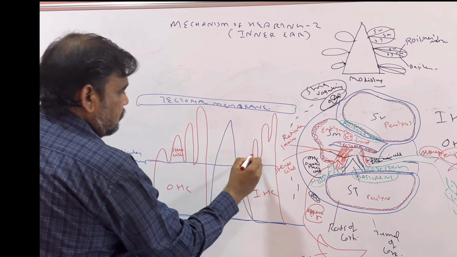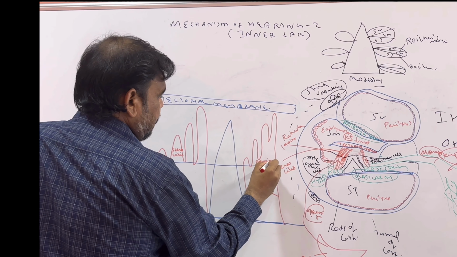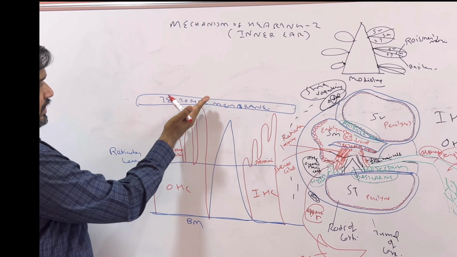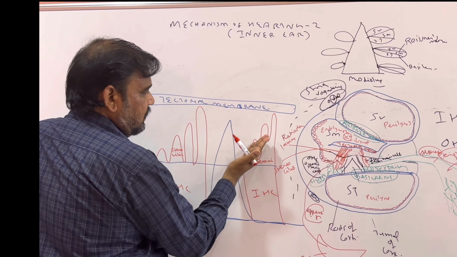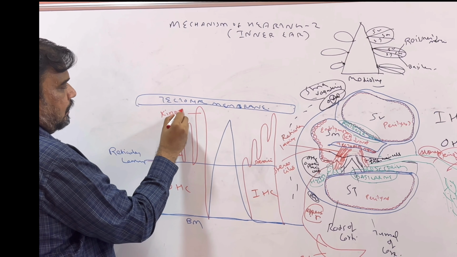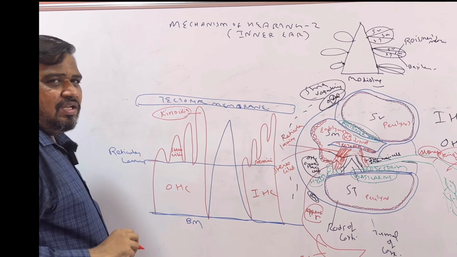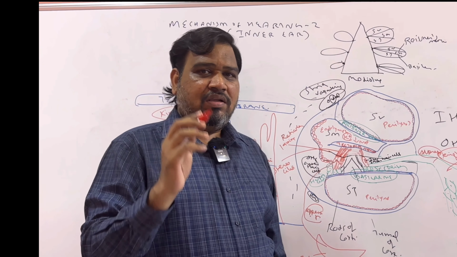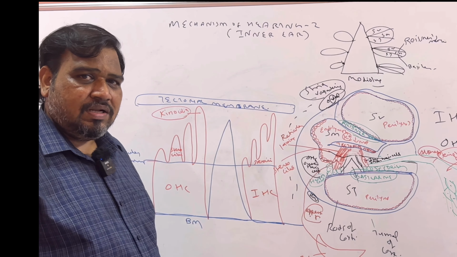Stereocilia. This is also stereocilia. The size of the cilia increases as it goes. Same thing for the inner hair cell. And this top one we usually call kinocilia. So the kinocilia is the longest cilia, in both outer hair cell as well as inner hair cell.